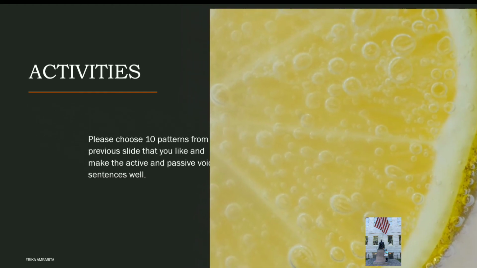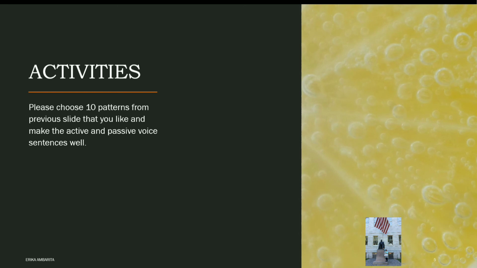Next, I will give you some activities. Please choose 10 patterns from the previous slide that you like, and make the active and passive voice sentences well. If you have some questions, please write them down in the comment column.